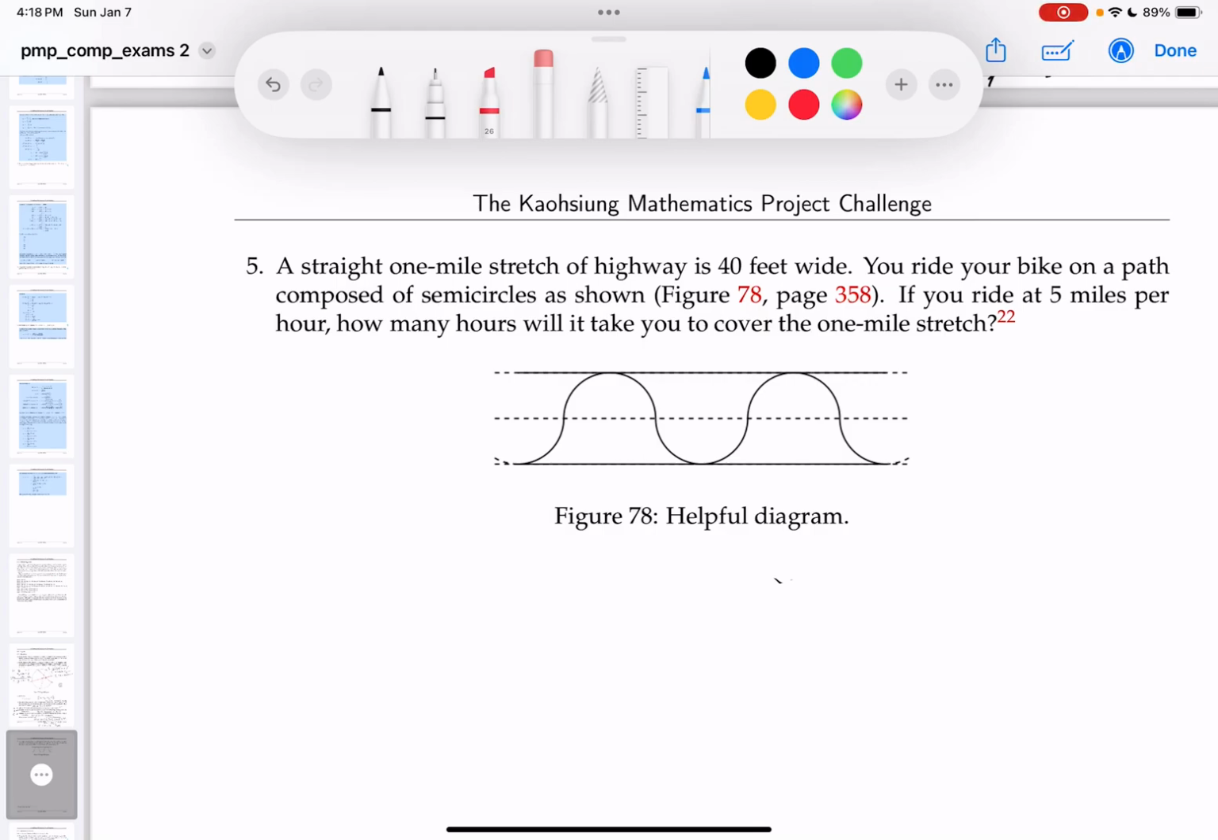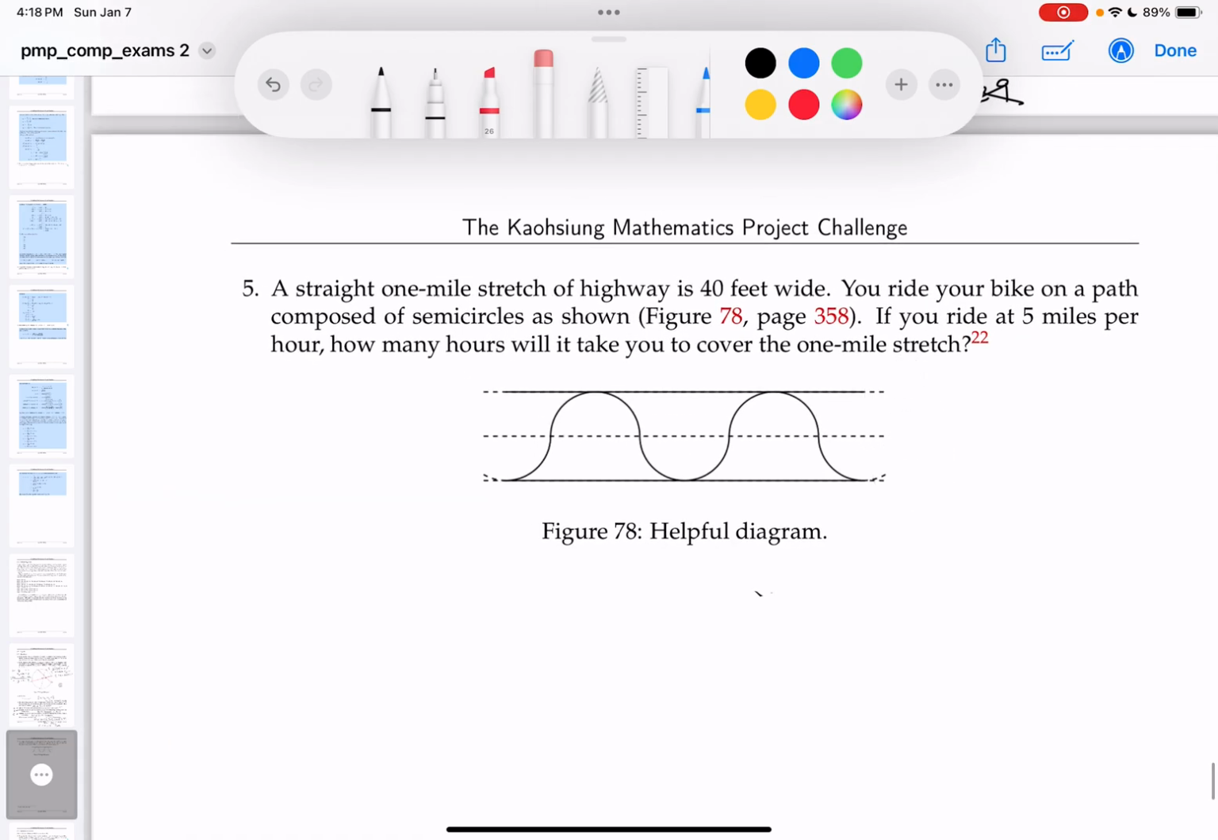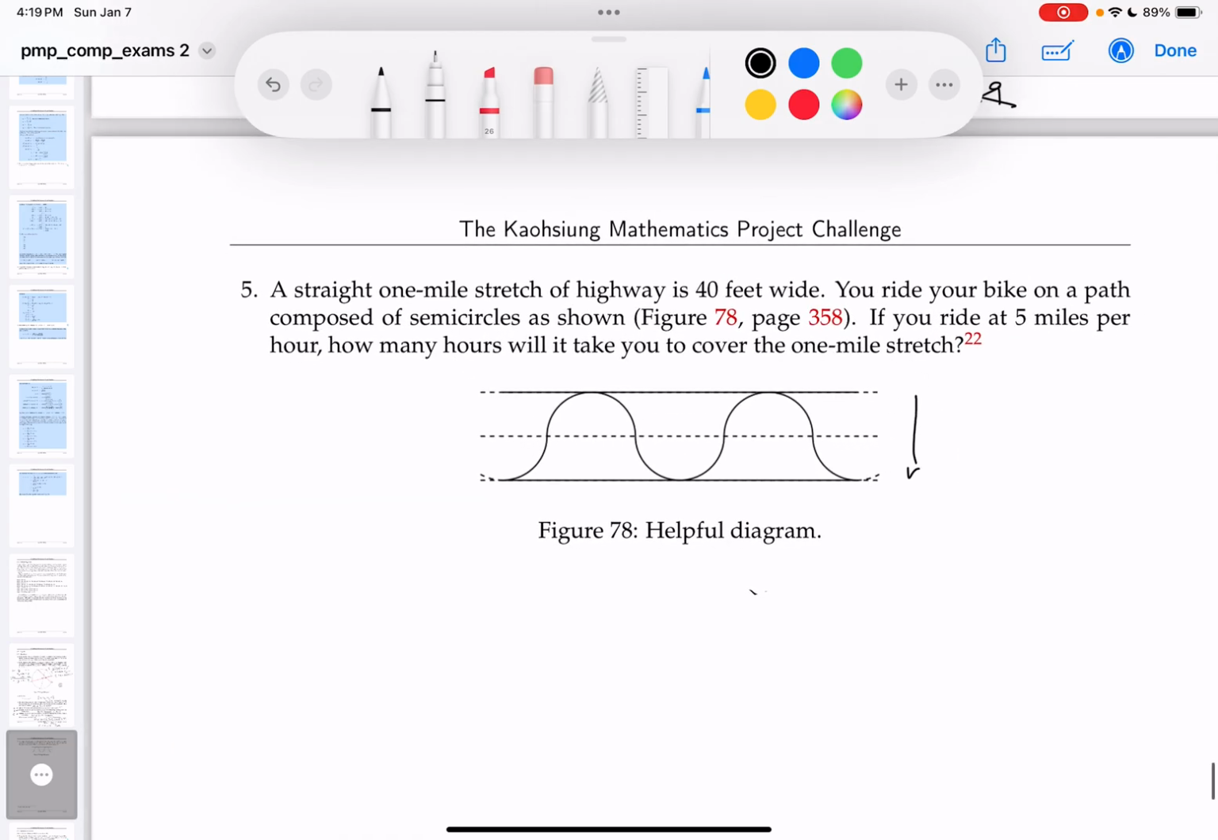Okay, so we have a straight 1 mile stretch of highway that's 40 feet wide. So I got 40 feet. Oops, let me get a pen out. It's 40 feet wide. And this whole distance here is going to be 5,280 feet.